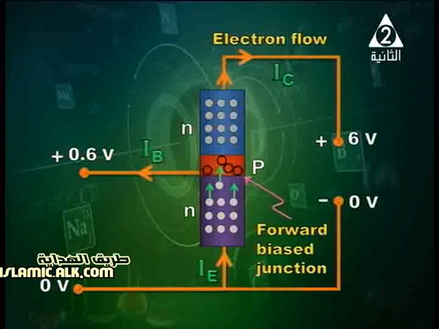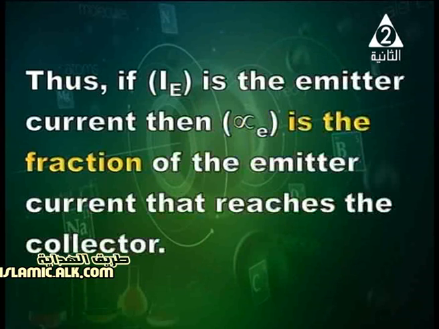And let me remind you something. Emitter current is always equal to base current plus collector current. Thus, if IE is the emitter current, then alpha E is the fraction, the percentage, of the emitter current that reaches the collector. As I said, not all the electrons of the emitter reach the collector, just a portion of them.